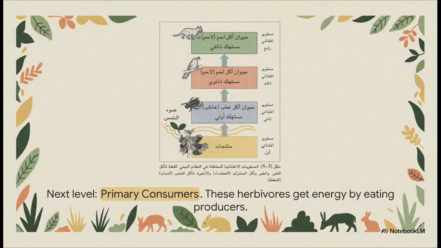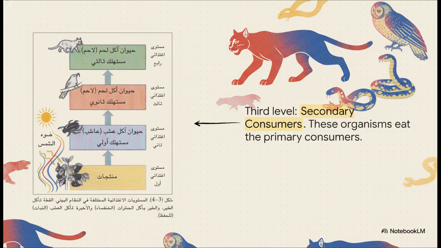All right, moving on up to the next level, the second trophic level. Here we find the primary consumers. Think of these as the herbivores, the plant eaters. See, they can't make their own energy like the plants can, so they've got to get it by munching on those producers.